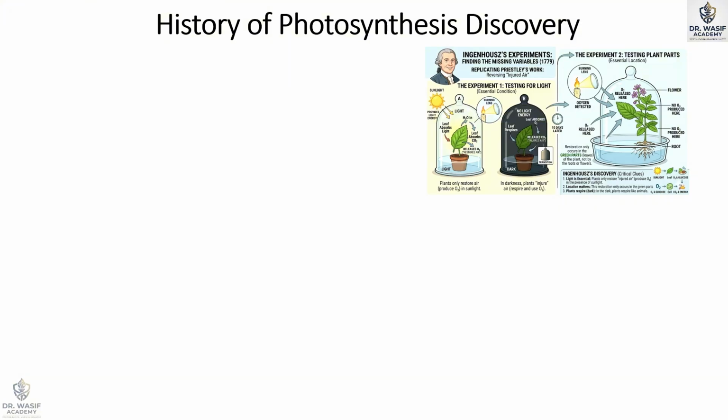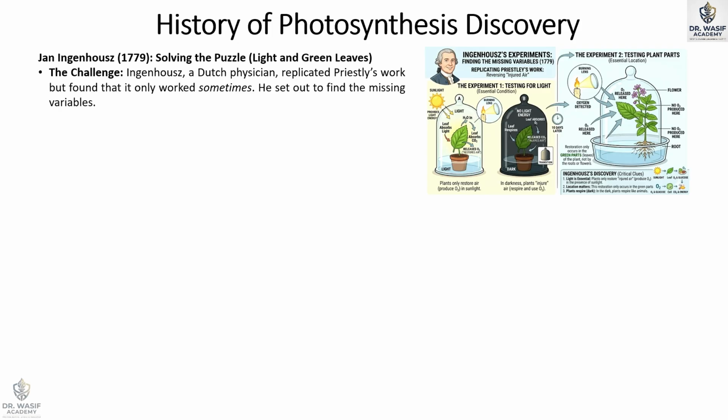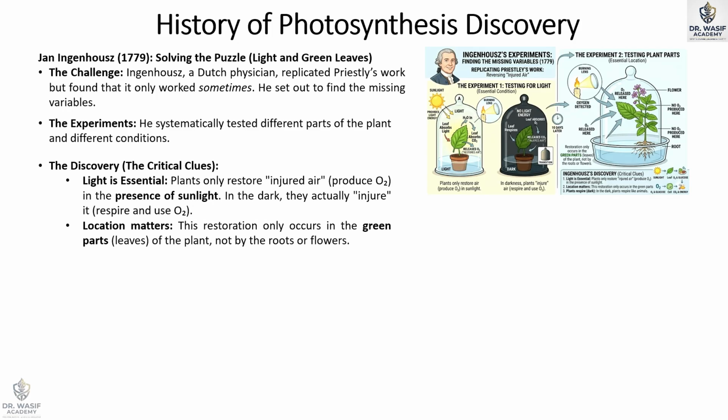While Priestley discovered that plants restore air, his experiment did not always work for other scientists. It took a Dutch physician to solve the mystery. He realized there were two missing variables which Priestley had not fully accounted for. Through systematic testing, the scientist made two critical discoveries. First of all, light is essential. He found that plants only produce oxygen when they are in the sunlight.